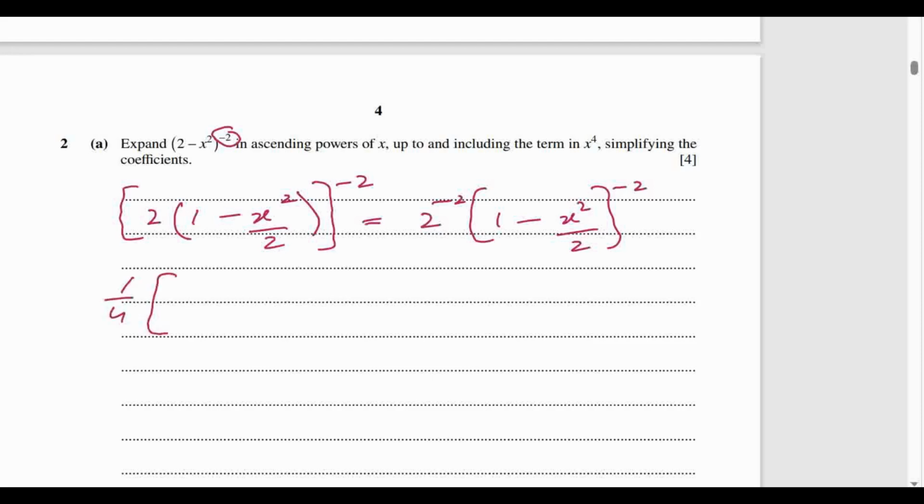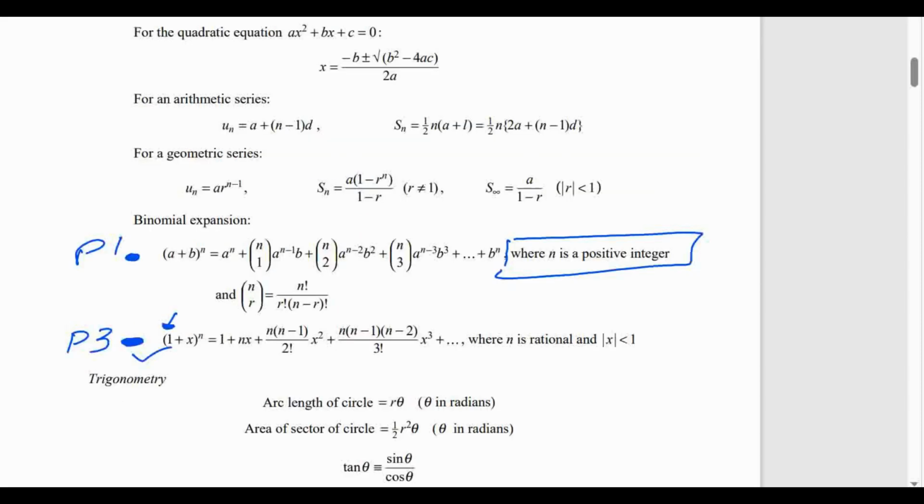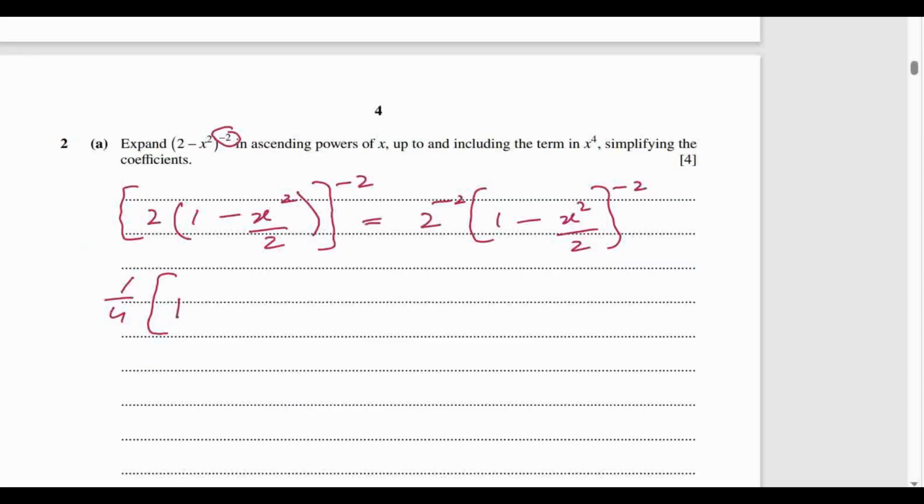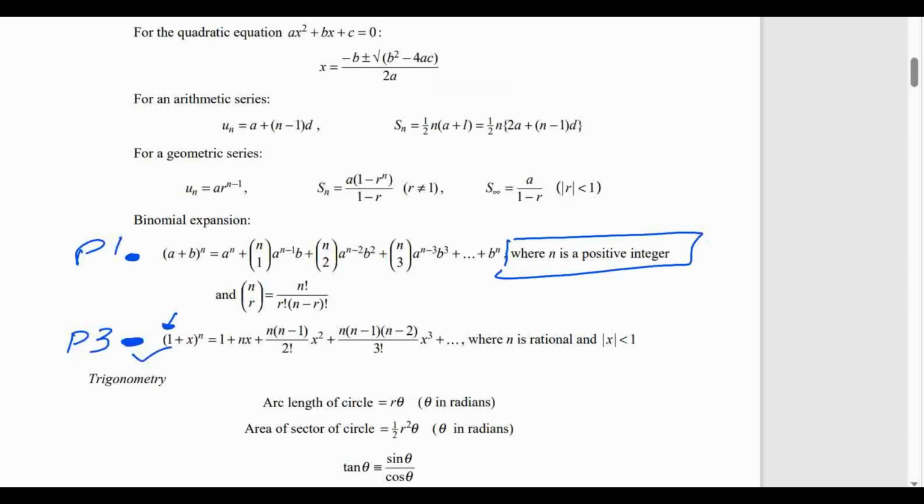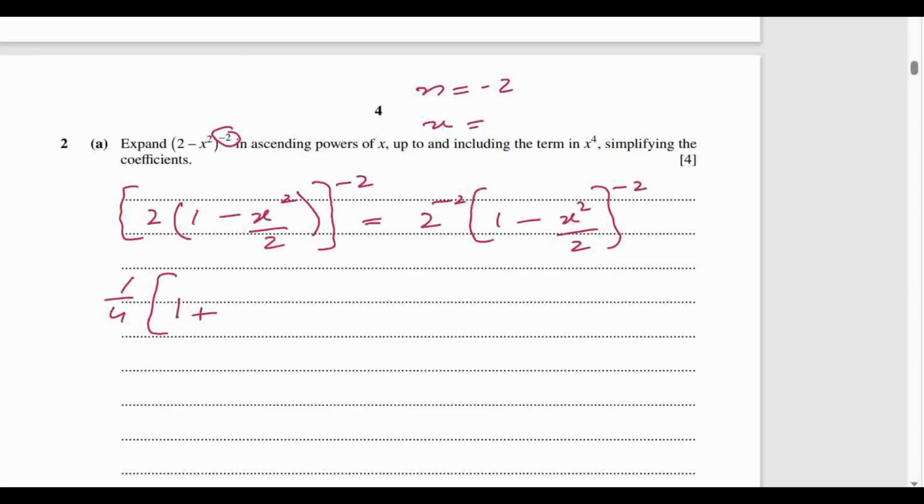I will directly use the formula. So this will be 1 plus nx. What is the value of n? Here n is negative 2 and x is x. What will be the value of x? This is a very important point again: in the formula you have a positive value, and in this question you have a negative value. So it means that the value of x will be minus x square by 2.